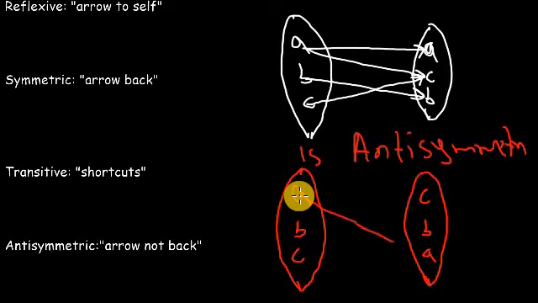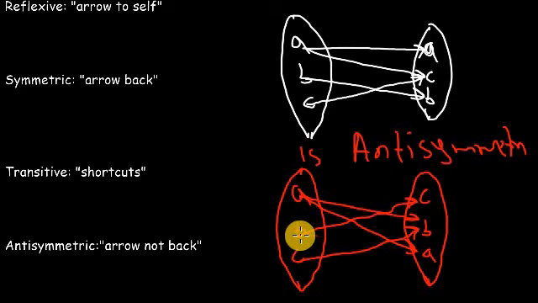So let's say that I have A being produced to A, I have B being produced to C, then I have C being produced to B, I have A being produced to B, then I have B being produced to A. What type of relation is this? Is it antisymmetric or symmetric?